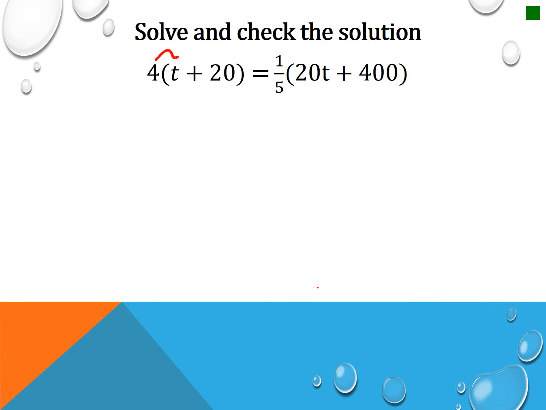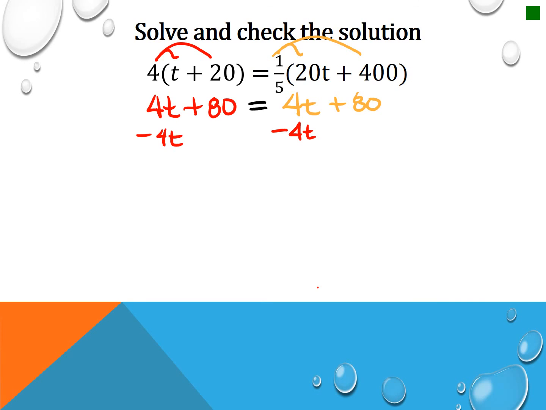Oh, got another one. All right, 4 times t is 4t. 4 times positive 20 is positive 80. Then there's an equal sign. 1/5 times 20, use your calculator, that's 4t. And 1/5 times 400 is a positive 80. All right, both sides are cleaned up. I'm going to move this 4t from the right to the left. I'm going to subtract 4t. Make the noises, it's way more fun. I end up with 80 equals 80.